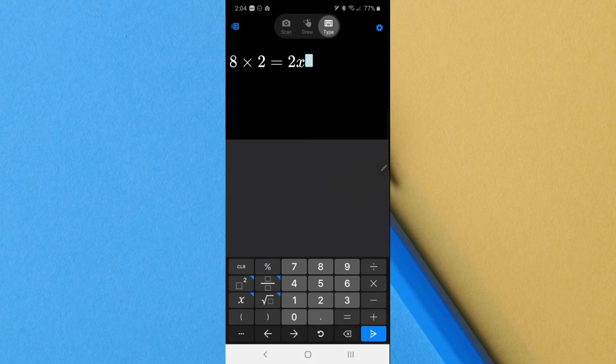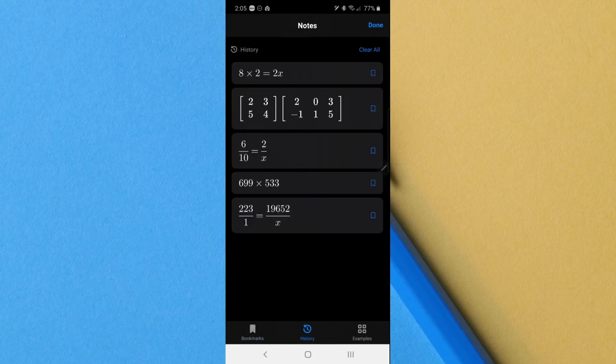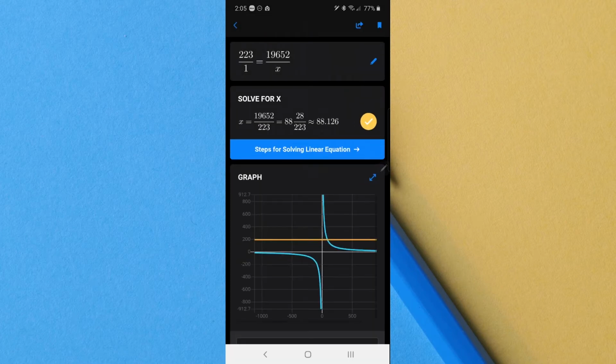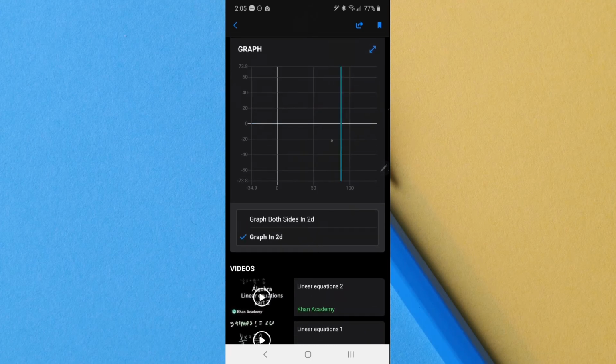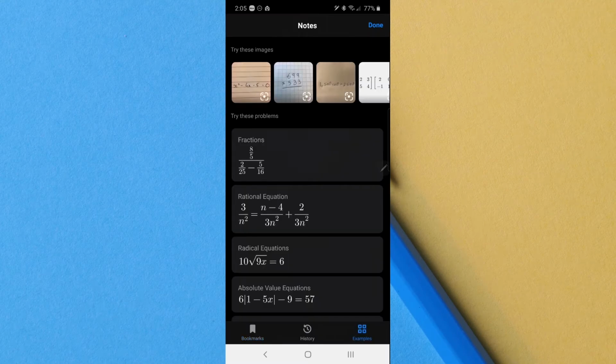It really helps. And over here you can see this is your history. Anything that I've done and I want to bookmark, you can bookmark. You can see your history of things that you've clicked on and typed in, and you can clear all if you don't want to see it all again. If I bookmark this one and go to bookmarks, it shows up there and I can bring it back up. If I tap on it, you can see the graph and everything like that. It's a graph in 2D, and it does that. It's really nice. You can see examples.